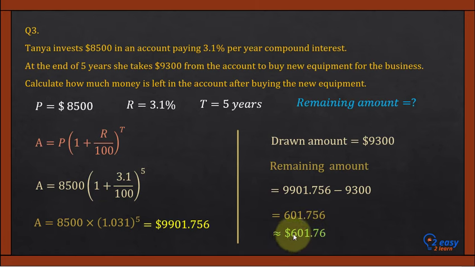So it is $601.76. So she will be left with $601 and $1.76 at the end of 5 years.